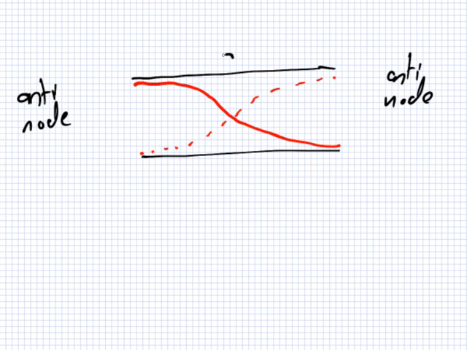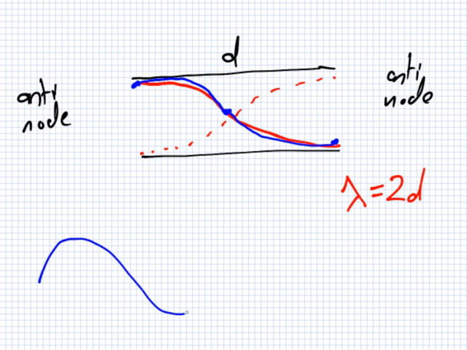If this is D, then what's the wavelength here? Anyone want to try and guess? Don't think it's 4D. 4/3? I don't think it's that either. I think it's just 2D, because if you look at the wave, it goes from top, middle to bottom. If I go top, middle, bottom, that's half the wave. So I think the fundamental wavelength will be twice the pipe length.